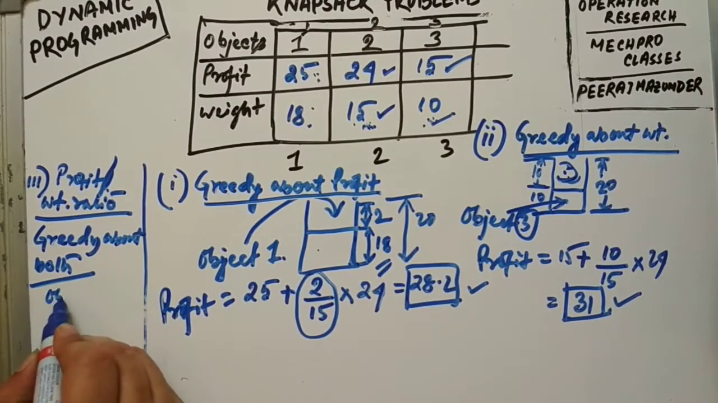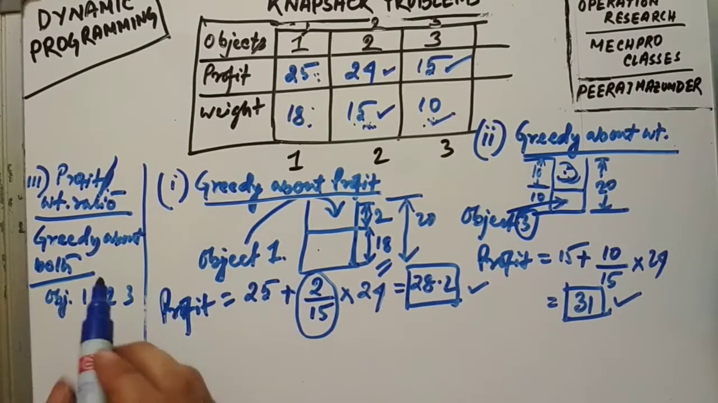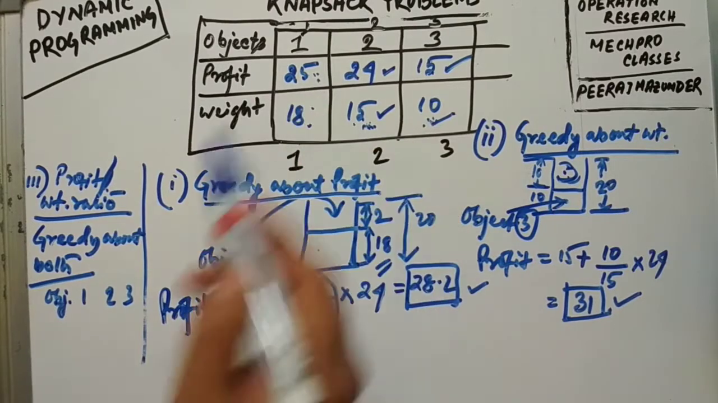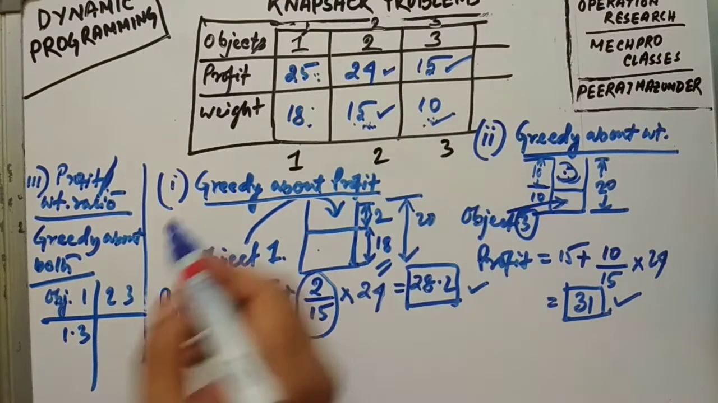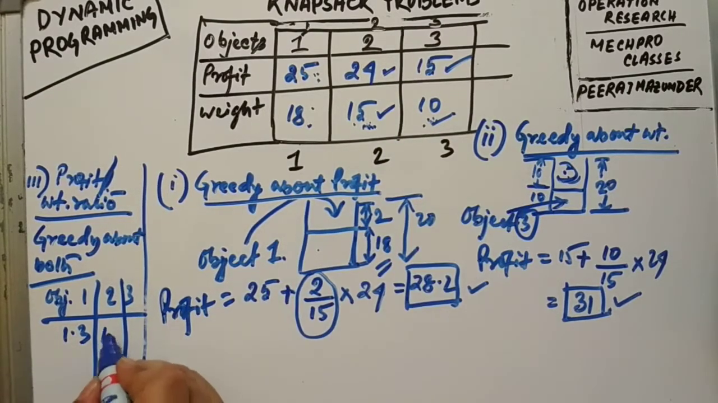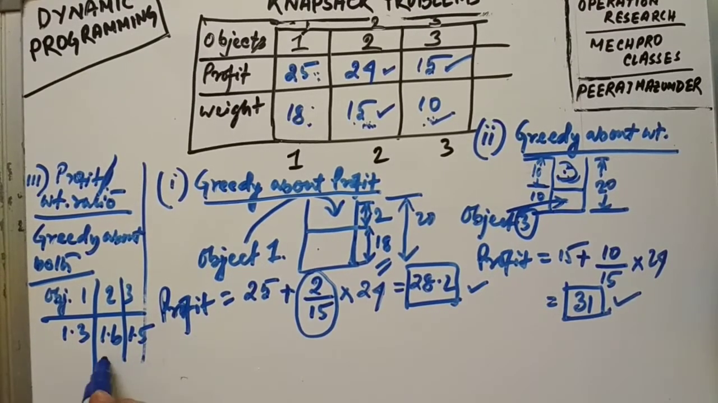Now for object 1, object 2 and object 3, we are getting the profit by weight ratio: 25 by 18, 1.3 for 1, and for 2, 24 by 15, 1.6, and for 3, 15 by 10, that is 1.5. Now you can see the maximum one is 1.6. As we are greedy about both, we have to consider this one, that is object 2, we have to fill first.